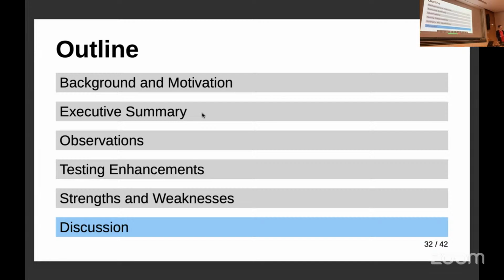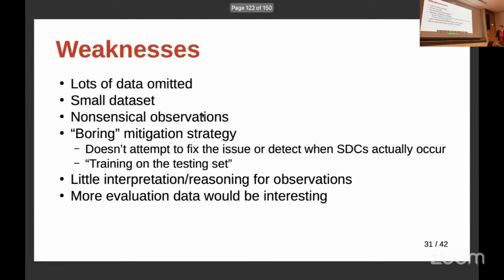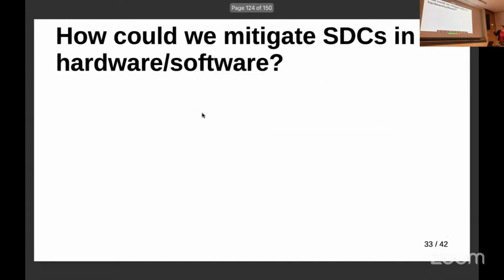All right. Well, if there's nothing else, then I guess we can move on to the discussion. So my first question was, how could we attempt to mitigate silent data corruption in hardware or in software? If anyone has any approach they'd like to suggest.